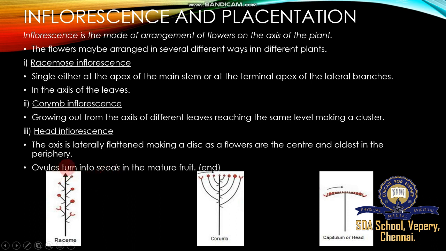Then ovules turn into seeds in the mature fruit. Because the ovary converts into fruit and the ovule converts into seed. These seeds are the future plant's generative parts. So the seed usually develops from an ovule, and the fruit is formed from the ovary. That's all for today's topic.